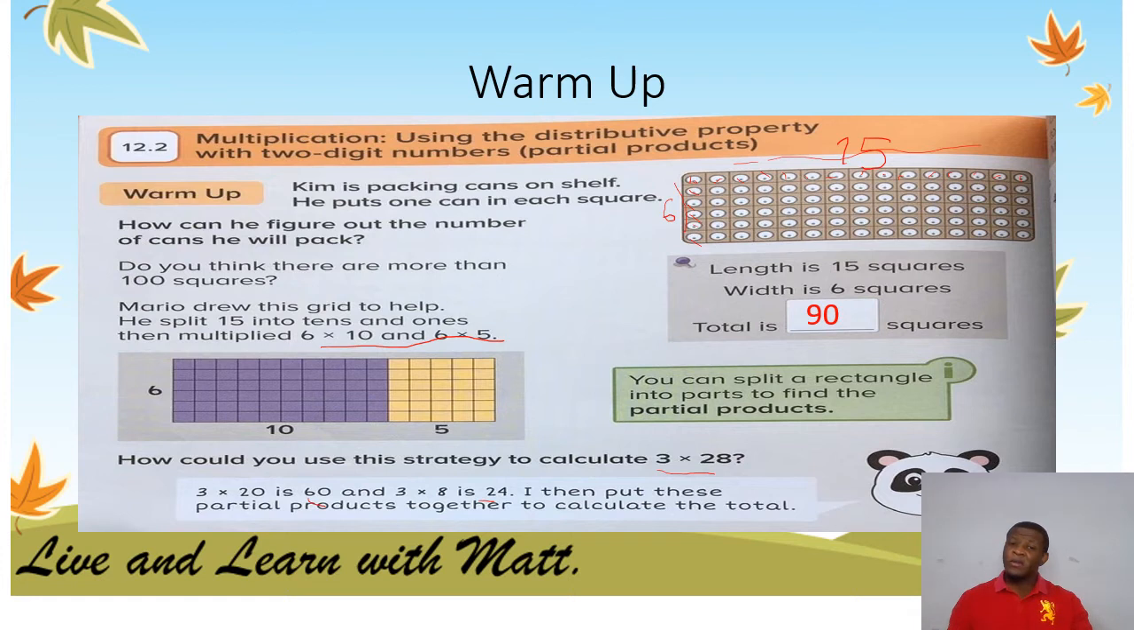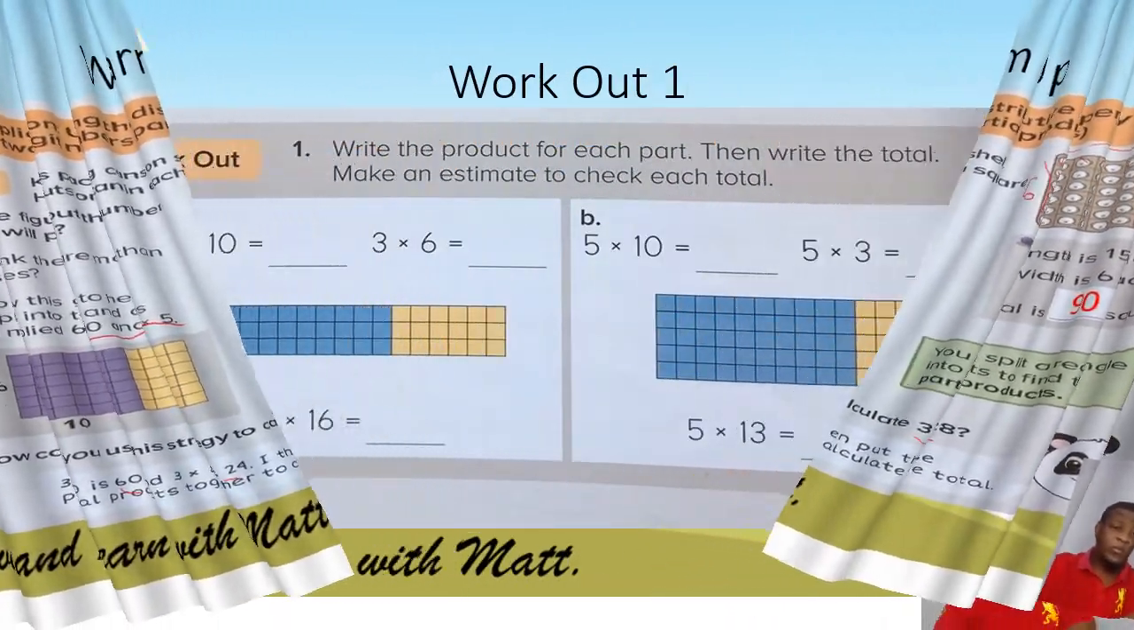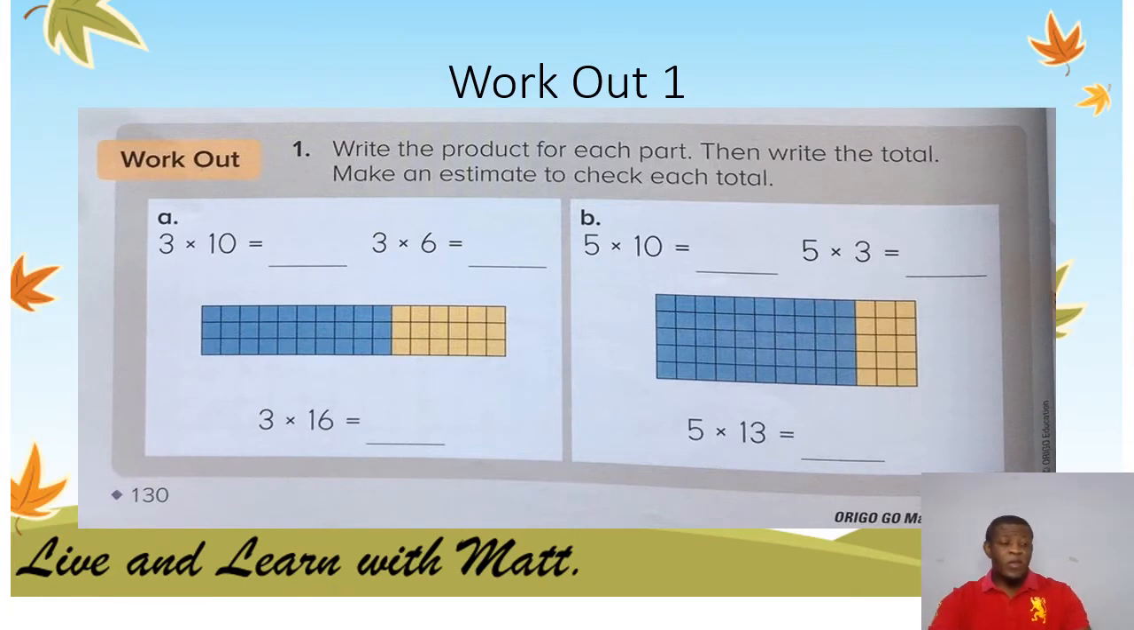Now let's take a look at the workout. So we're going to figure out 3 times 16. So we can split 16 into 10 and 6. So 3 times 10 is 30. 3 times 6 is 18. 30 plus 18 will give us 48.